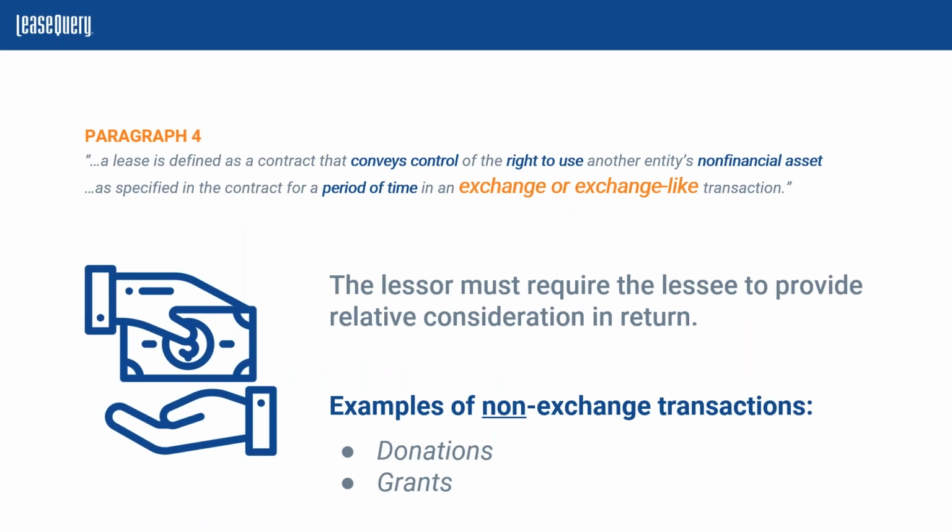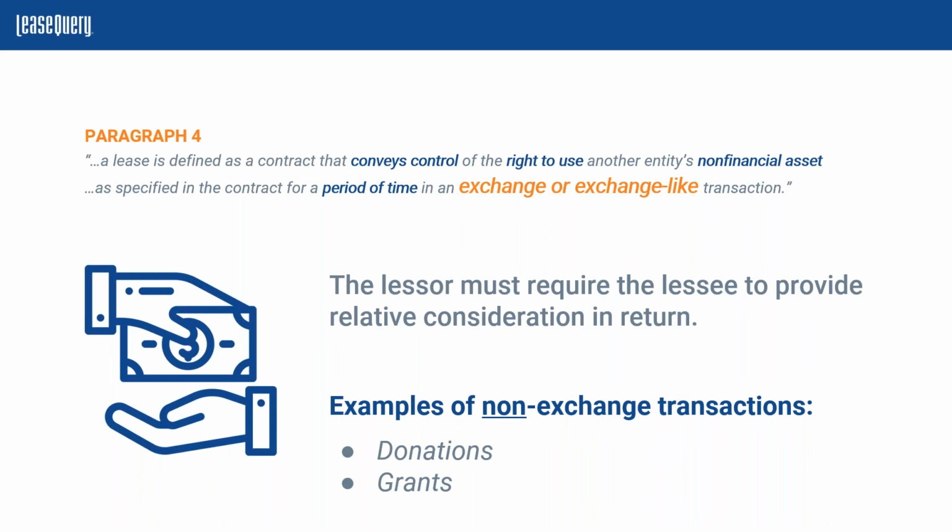And finally, the last portion of this definition is the exchange or exchange-like transaction piece. You'll notice it says exchange-like transaction because it doesn't have to be a perfectly exact match here. Relatively equal values can be exchanged, though not exactly equal. Examples of non-exchange transactions are going to be donations or grants. Another example you might have is lending property for like $1 a month. That's definitely not going to be a similar value exchange or exchange-like transaction. So therefore, it's going to be out of scope.